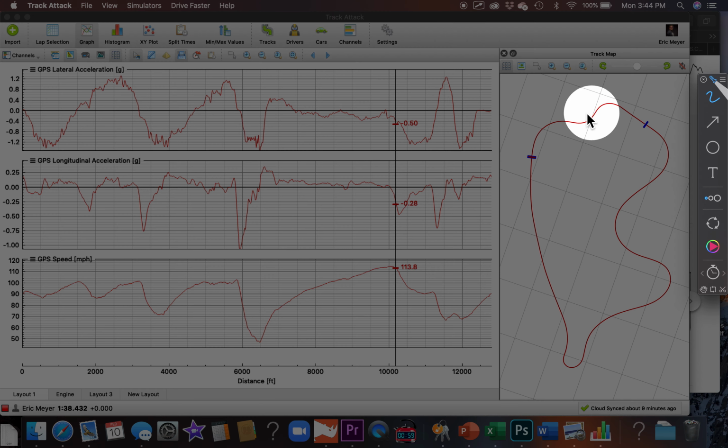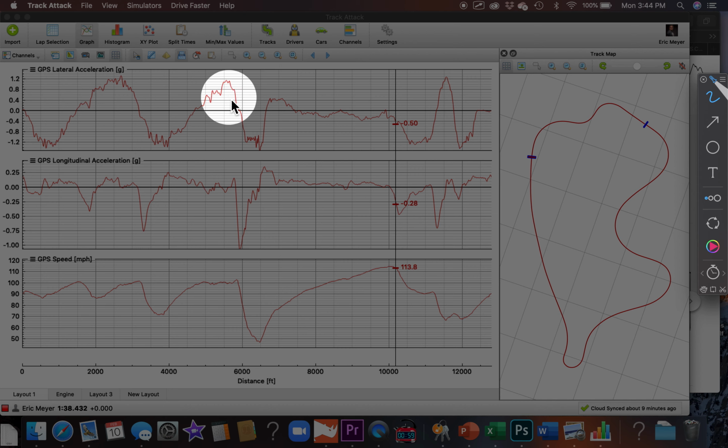We're looking at this track map. We're looking at this speed trace, and this is one of the big three. We're looking at longitudinal Gs. We'll talk about that in a little bit. That's what you do with your feet. When you brake, it goes down, and when you go to gas, it goes up. Brake, gas. And we're looking at lateral acceleration, which is the turns.